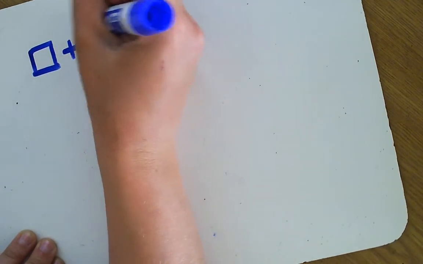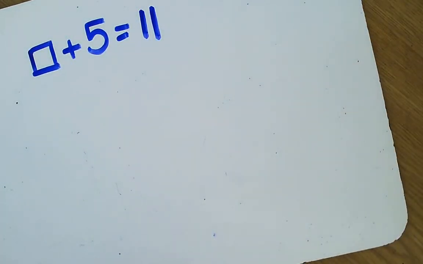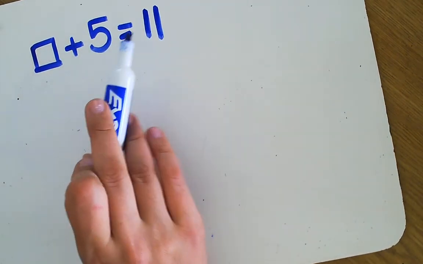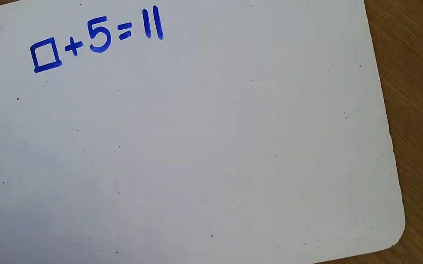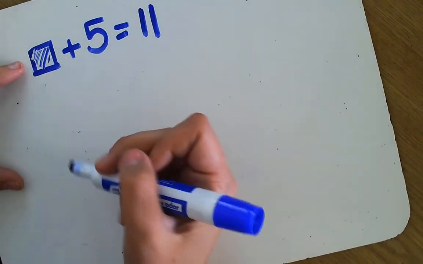Square plus 5 equals 11. Okay, so I know that some number plus 5 equals 11. Some of you might already be able to figure this out in your head, but there's a couple methods. Again, we could draw out 11 counters and then subtract 5 from it, but I know that I want that unknown all alone on one side.